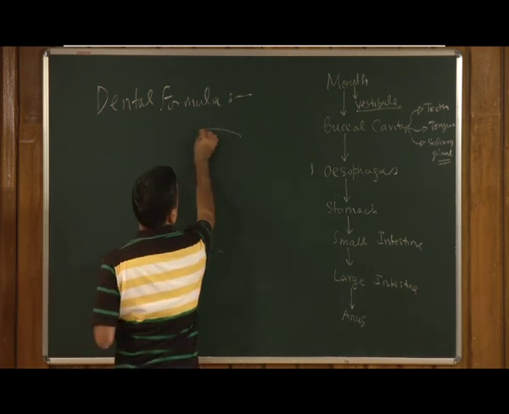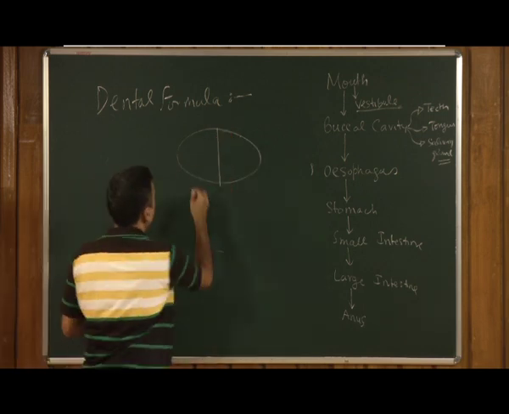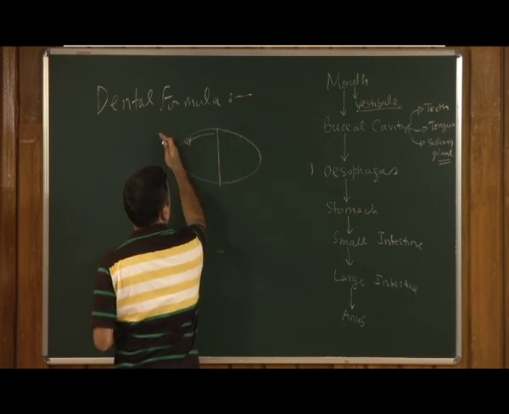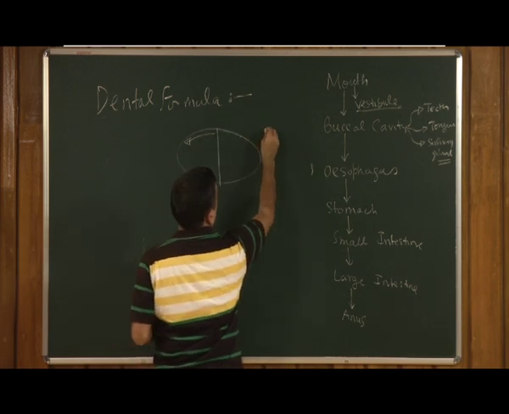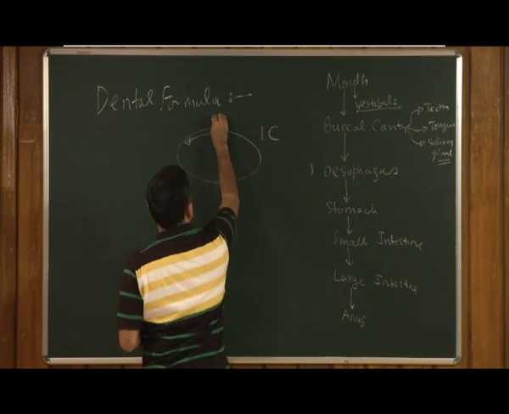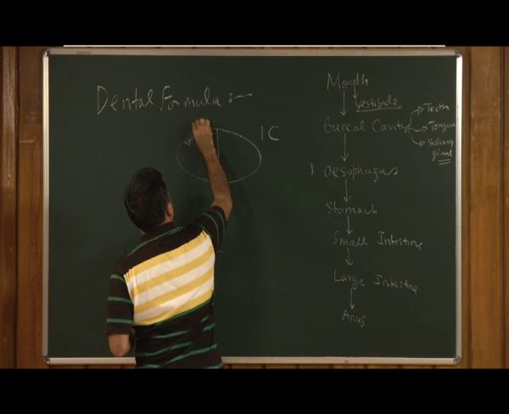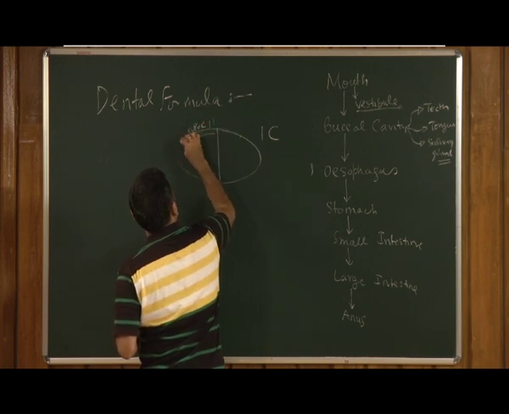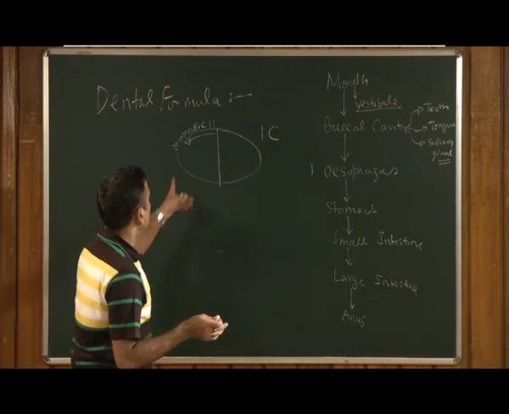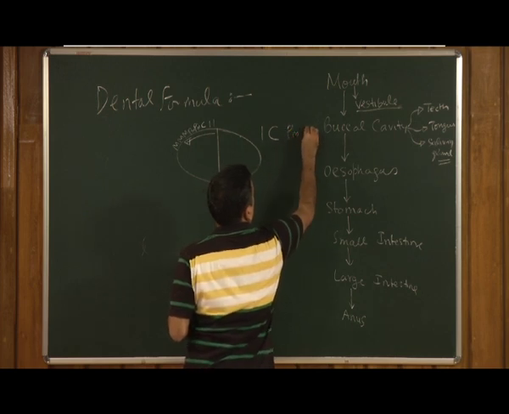Suppose this is your complete jaw. If you divide the complete jaw into halves, you have to count from the middle on this side, and that you have to write. In this way you write first incisors, then canines, then premolars, and then molars. Exactly the same sequence: incisors, canines, premolars and molars.